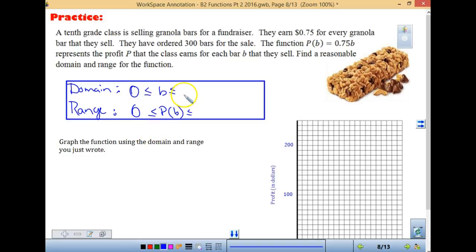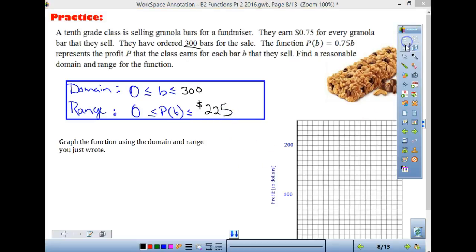I now want you to look at the most we can make and fill in these two. And if you need to pause it, please pause it so you can think about this. We should have the most bars we can sell is 300. That goes here. If I take 300 times 75 cents, the most profit I can make is 225.